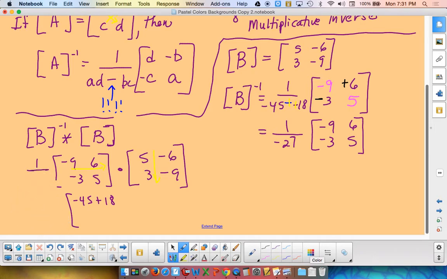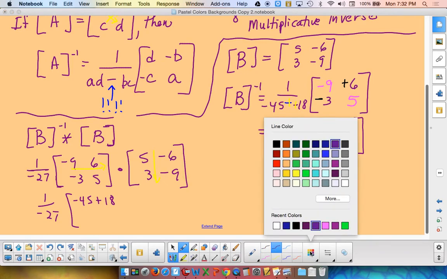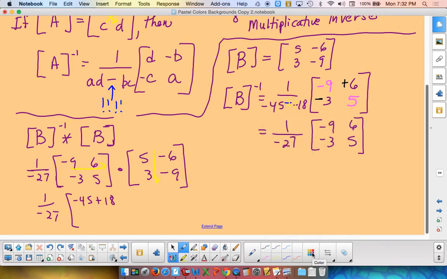So let's try it again here with a -1/27 in front. And we'll see if we can get this to work. Okay, that looks a little better now. So -45 plus 18, first row times first column. I'm now taking first row times second column. So I'm going across the first row, down the second column. First number times first number is 54. Second number times second number is -54. Well, that's an interesting one. So we have 54 plus -54. That's going to make 0.